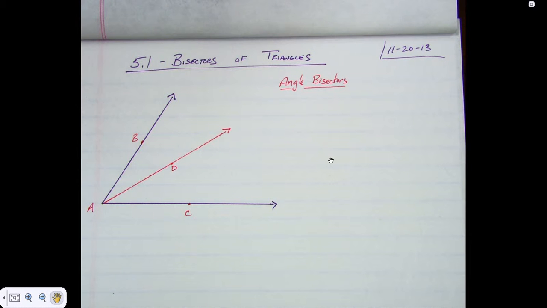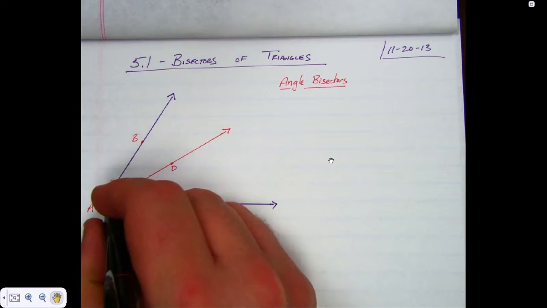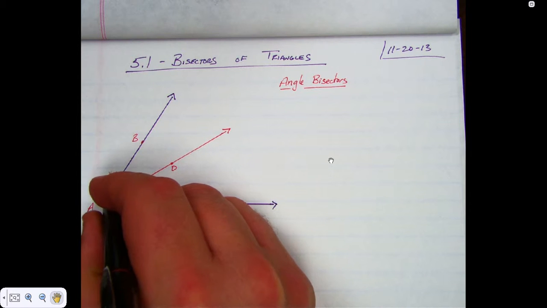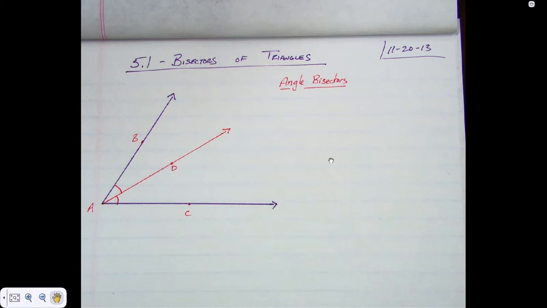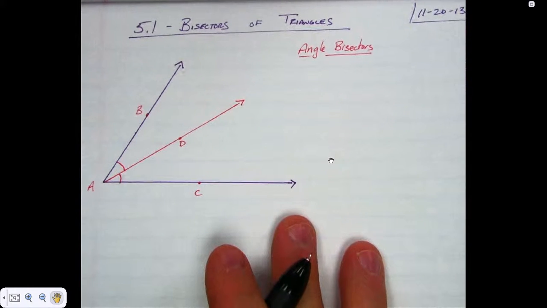What does AD do? Bisects it. Meaning this is congruent to what? That. Everyone be in agreement? Yes. Then we should know what an angle bisector is. Now there are some special things that happen here.